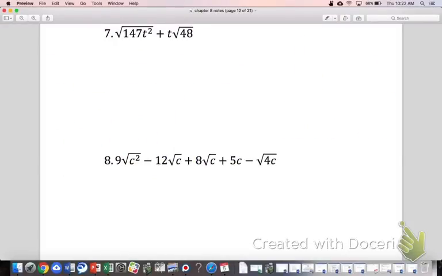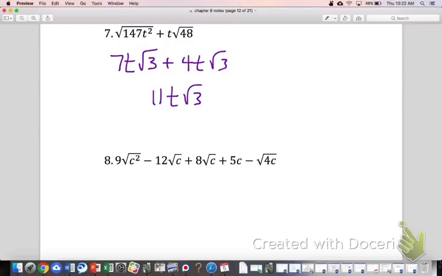The first one, when you simplify, becomes 7t root 3, and the other one becomes 4t root 3. So once you do simplify those, you end up with 11t root 3. And walking around, I saw a really nice job on that one. Number 8, a little more challenging. Got quite a bit of simplifying to do.